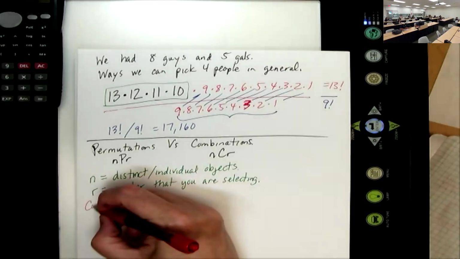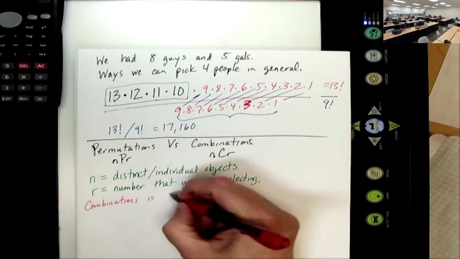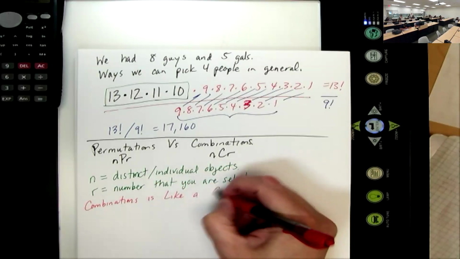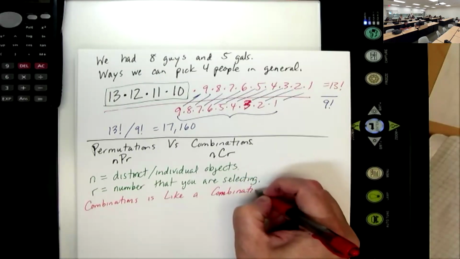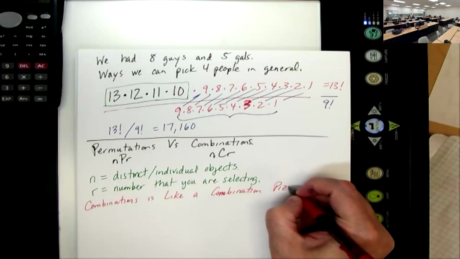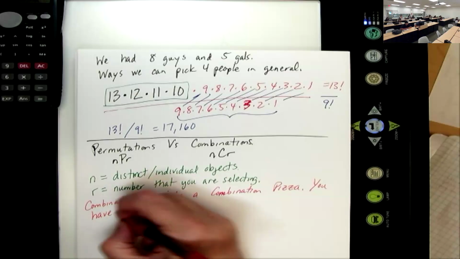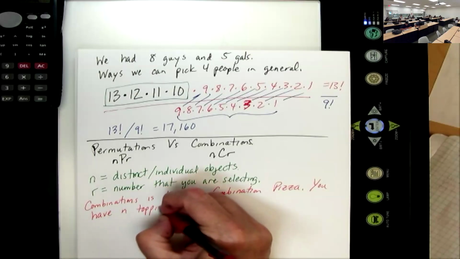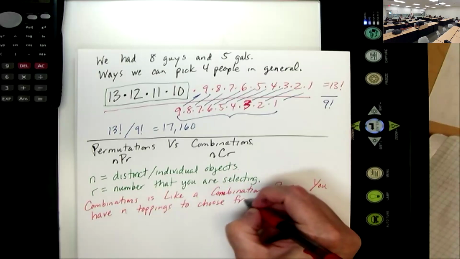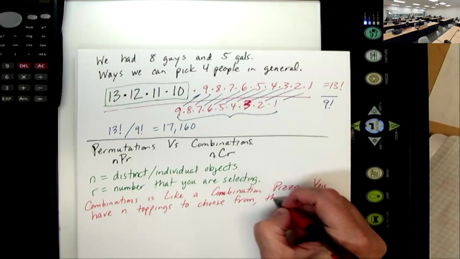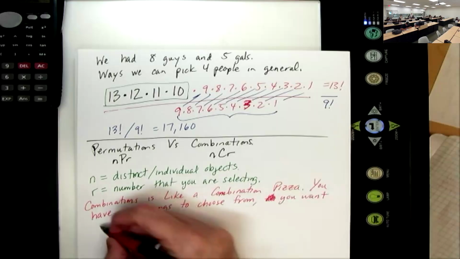Combinations is probably the easiest one to describe. Combinations is like a combination pizza. You have n toppings to choose from. You want R of them on your pizza.